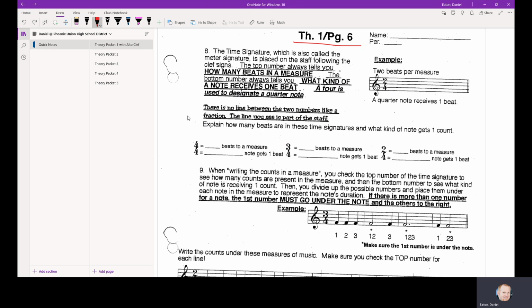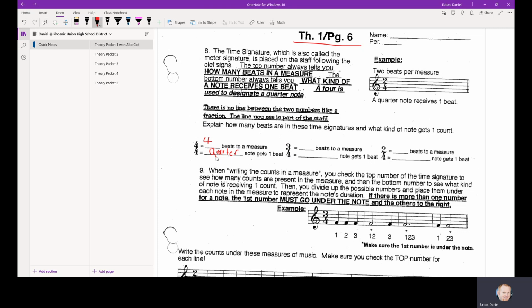Okay, moving on. There is no line between the two numbers like a fraction. I know I just said that it was like a fraction, but you don't actually draw the line there. But the line you see is part of the staff. Explain how many beats are in these time signatures and what kind of note gets 1 beat. Okay, so again, 4/4 time, 4 quarters, 4 beats per measure. Quarter note gets the beat.